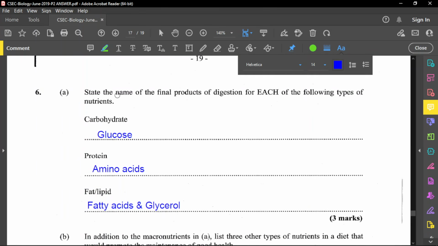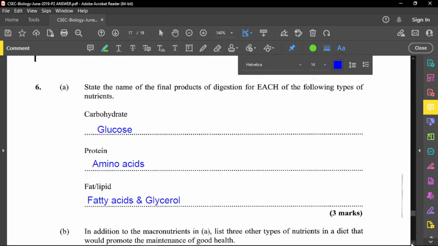All right, so we're on our last question now. And this last question is to state the name of the final products of digestion for each of the following types of nutrients. And we have carbohydrates, and we know that the end product for digestion of carbohydrates is glucose. And the word they could also use right here too is the hydrolysis of these things instead of using digestion of. All right, so proteins, we will get amino acids from protein. Fats or lipids, we'll get our fatty acids and glycerol. All right, and that's just a 3 mark right there.